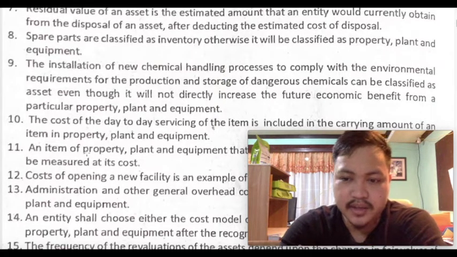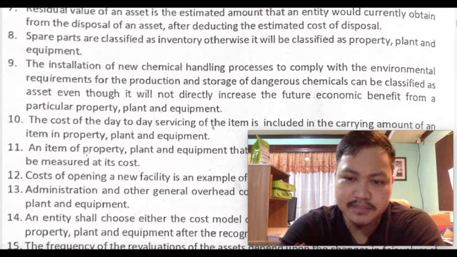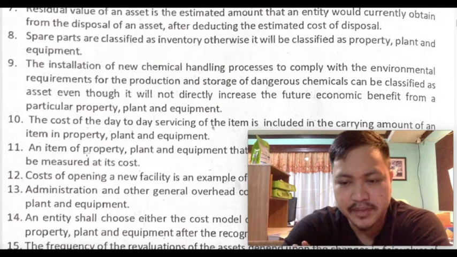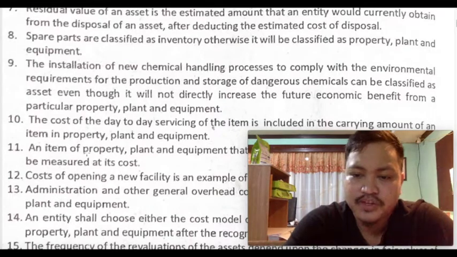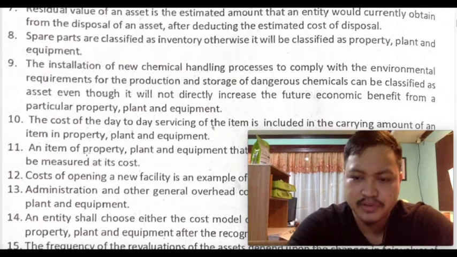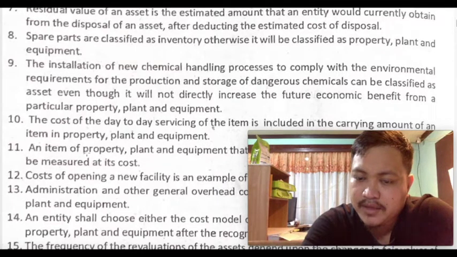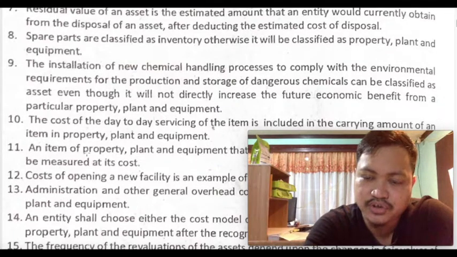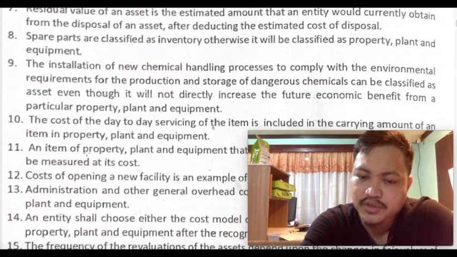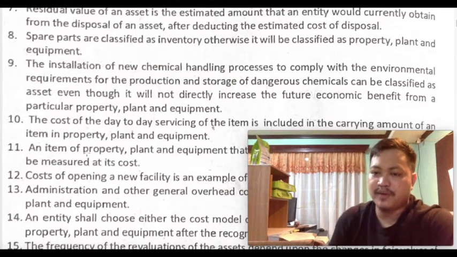Since PPE is a long-term asset class, it's possible that we will have to incur costs to improve and maintain the asset. Now, upon initial recognition, there's no problem identifying the initial cost because it is simply the amount that you have spent for the acquisition of the asset. The bigger problem for the cost of PPE is with regard to the cost that you incur subsequent to its initial recognition.